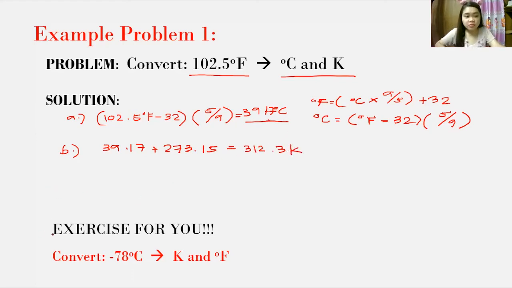So I have an exercise for you. Do this on your own. Convert negative 78 degrees Celsius to Kelvin and degrees Fahrenheit.